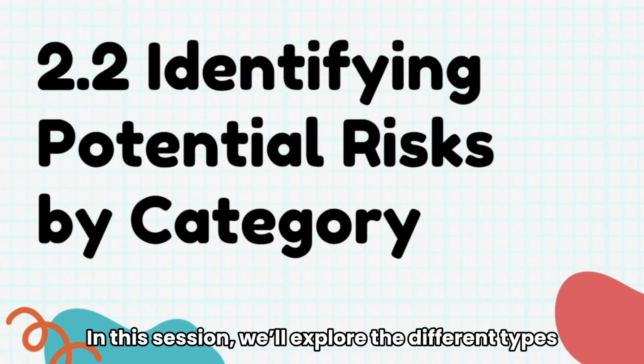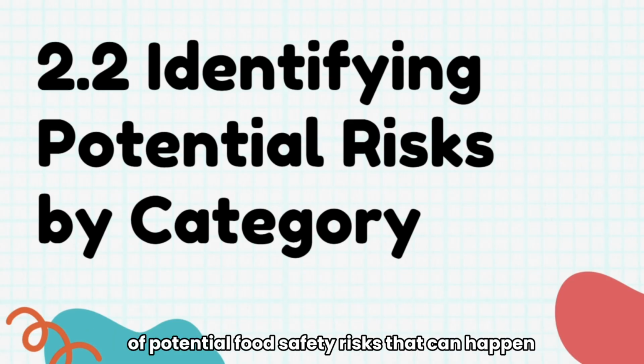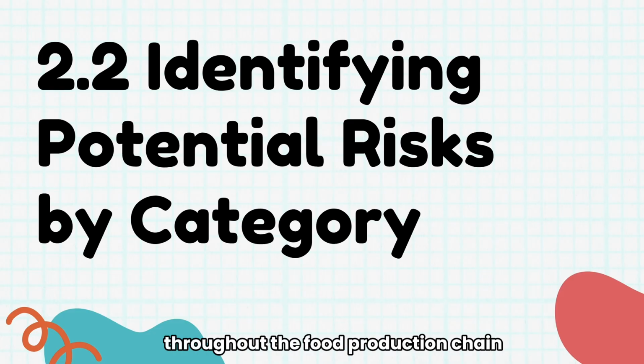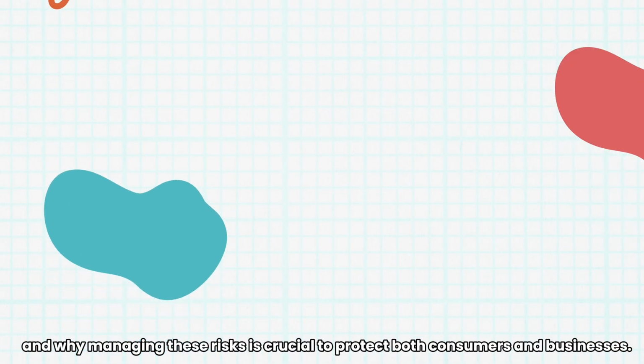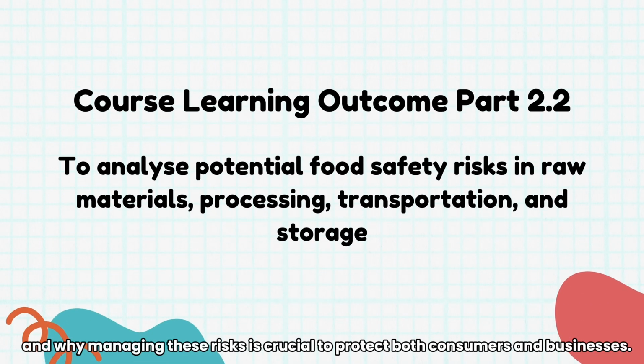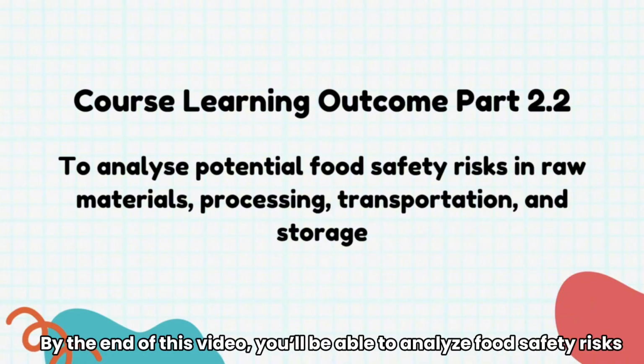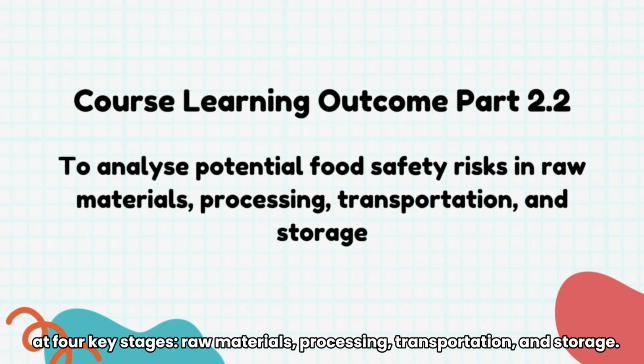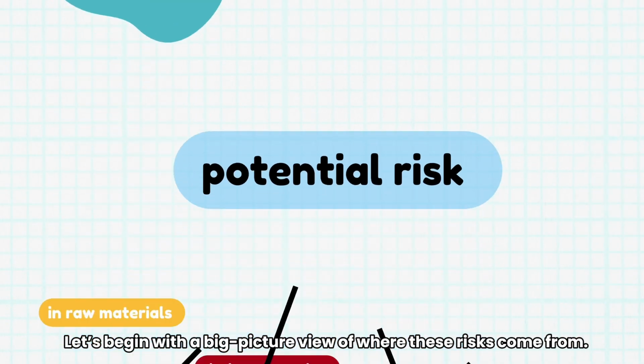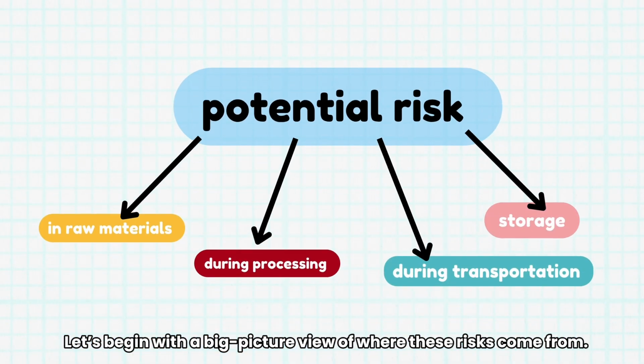In this session, we'll explore the different types of potential food safety risks that can happen throughout the food production chain, and why managing these risks is crucial to protect both consumers and businesses. By the end of this video, you'll be able to analyze food safety risks at 4 key stages: raw materials, processing, transportation, and storage. Let's begin with a big picture view of where these risks come from.